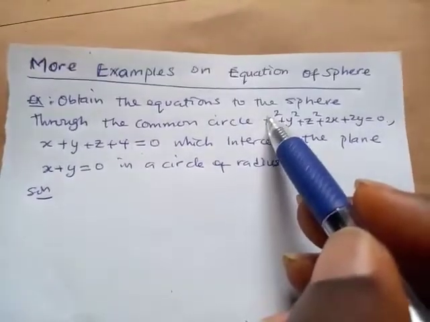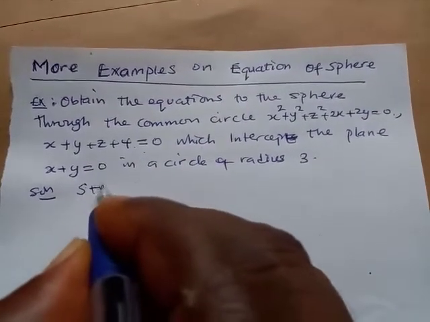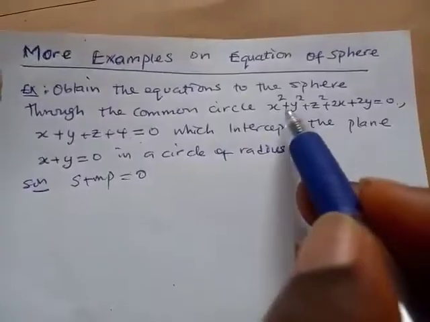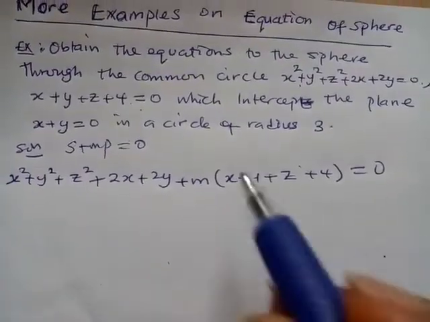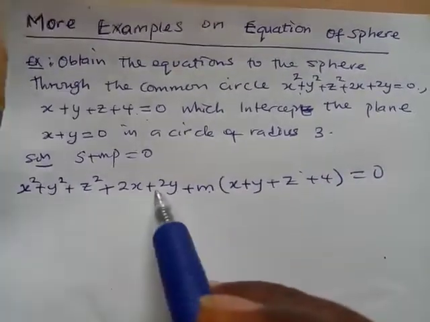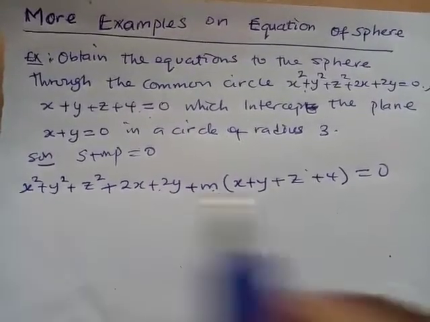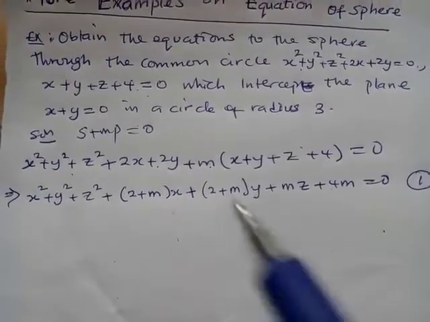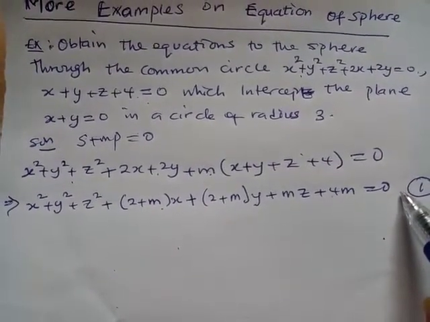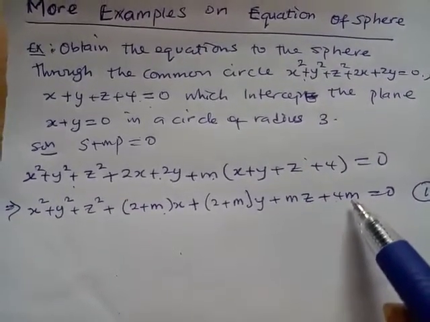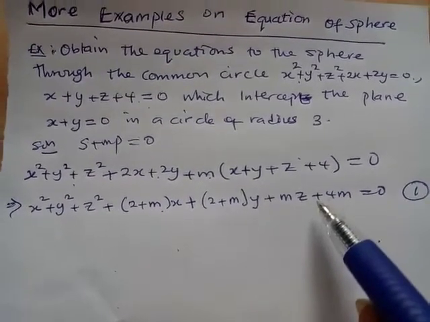We know that any circle that passes through this will become S plus mP equal to 0. So that is this plus m times this equal to 0, and that will give us this. As you can see, this is our S, and P is this plane. So we now need to simplify, and when we simplify, we are going to get this expression. So this is the required equation of the circle. But unfortunately, we do not know the value of m. If we knew the value of m, we would get our answer directly.